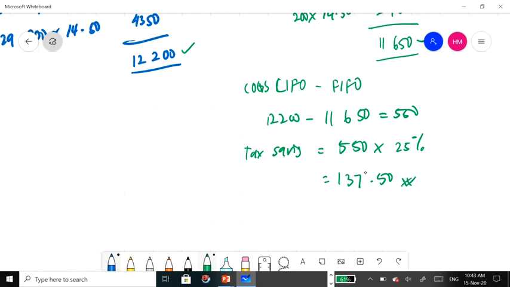Finish. So now kita akan tengok kepada long term pula. Long term asset.